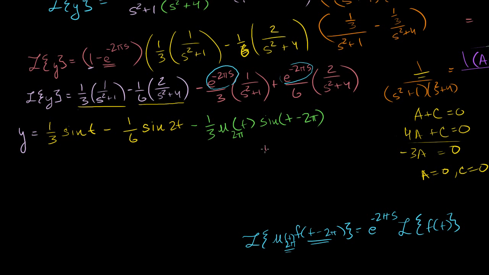Plus this very last term, which is 1/6 times the unit step function, 2 pi of t, the unit step function that steps up at 2 pi, times sine of, and we have to be careful here. Wherever we had a t before, we're going to replace it with a t minus 2 pi. So sine of, instead of 2t, is going to be 2 times t minus 2 pi. And there you have it. We finally have solved our very hairy problem.